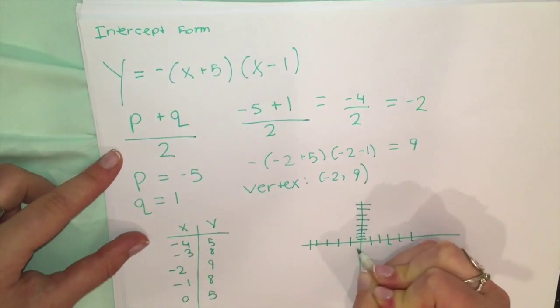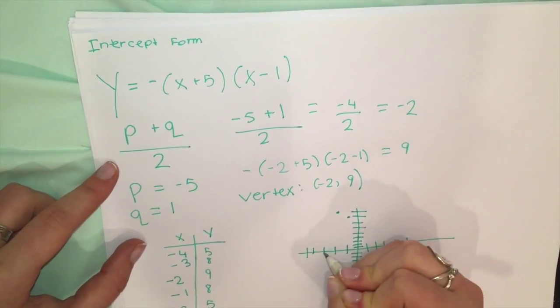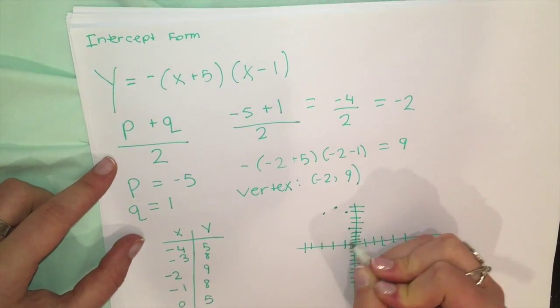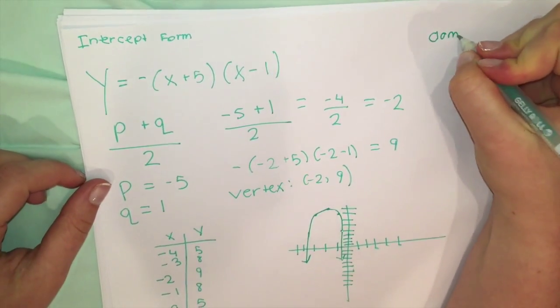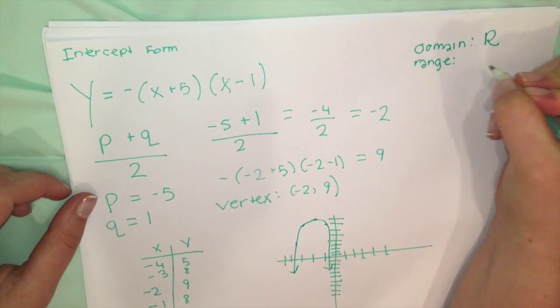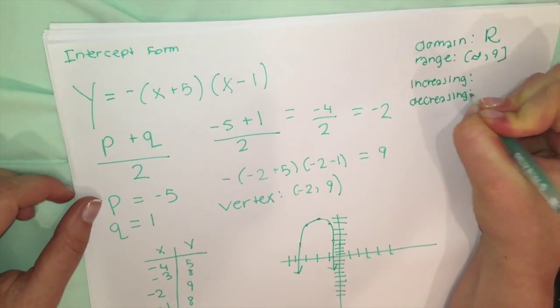Then you plug in 2 points to the left of the vertex and 2 points to the right of the vertex, and this is your graph. Your graph is a down U because a is negative. The domain is always all reals, and the range is from negative infinity to 9 inclusive, and the graph is increasing from negative infinity to −2, and is decreasing from −2 to infinity.